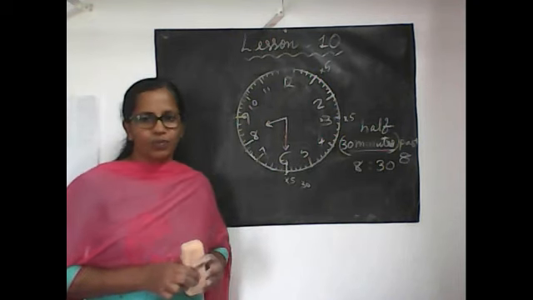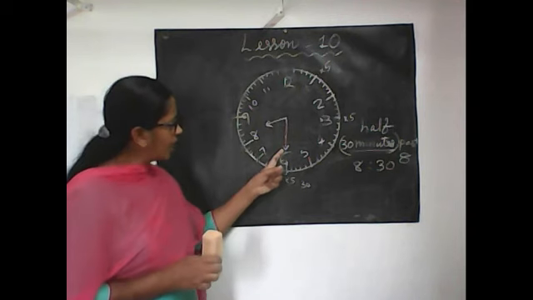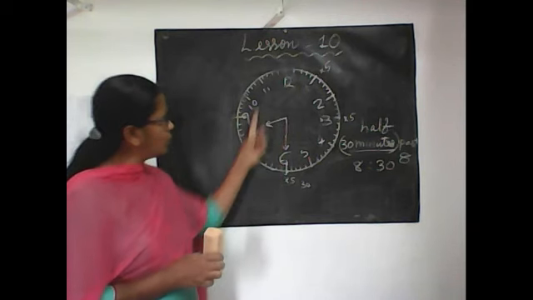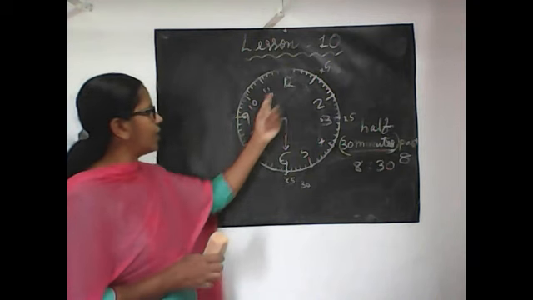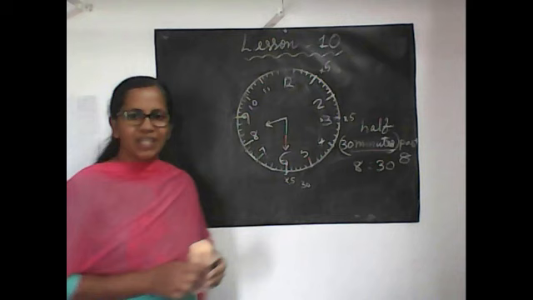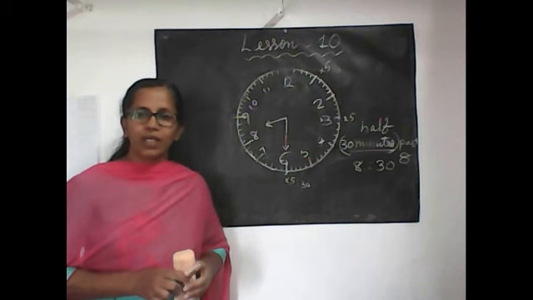Okay. When the minute hand is closer to 12, then instead of past, we say to. Okay. When the minute hand is closer to 12, now it is 6, 7, 8, 9, 10, 11, closer to this, we say the time using the word to.